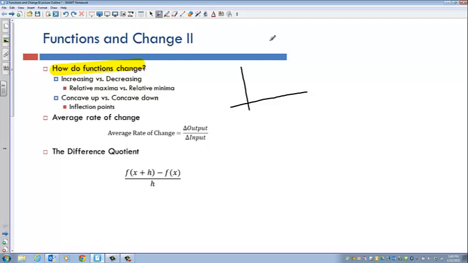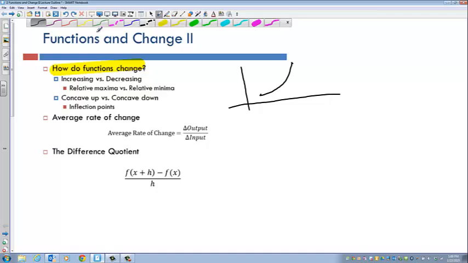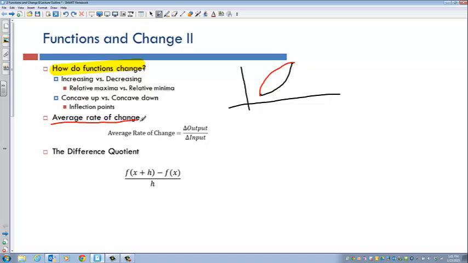So if you have a function and it's increasing, and so remember, it can either smile, so it can go up like this, or it can frown, so it can go down while going up like that. So the way we tell whether a function is increasing or decreasing, or concave up or concave down, one way to do this is to use the average rate of change.